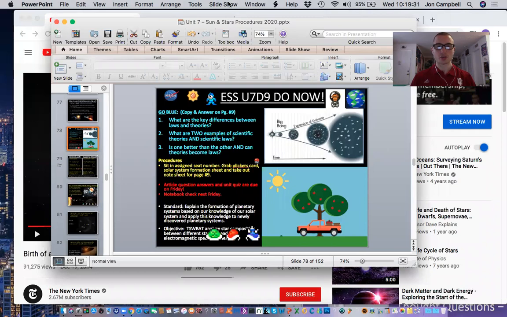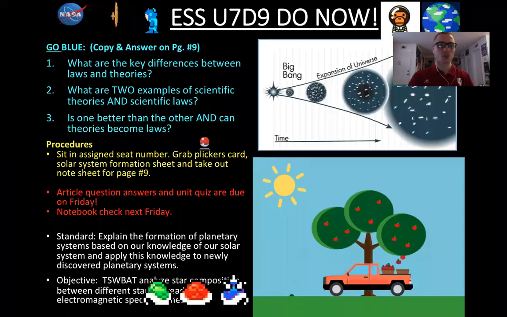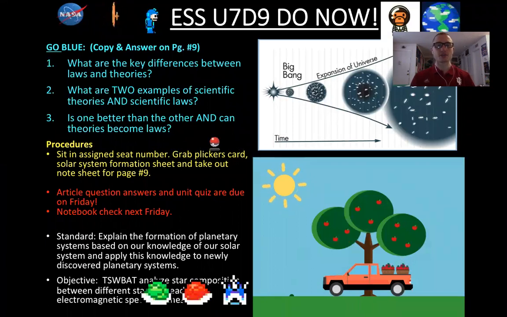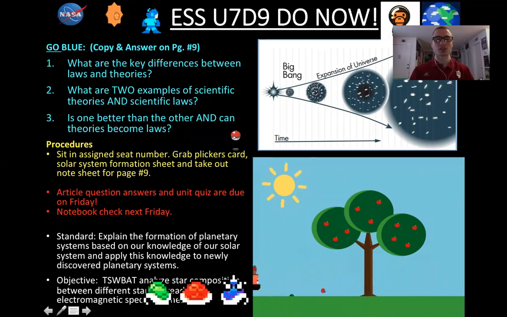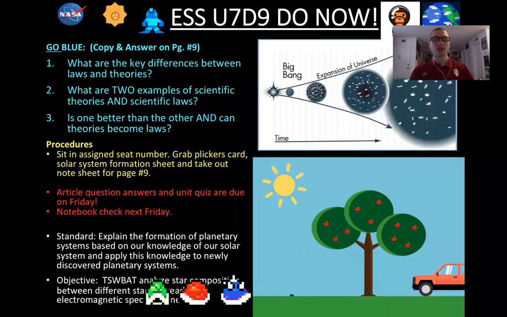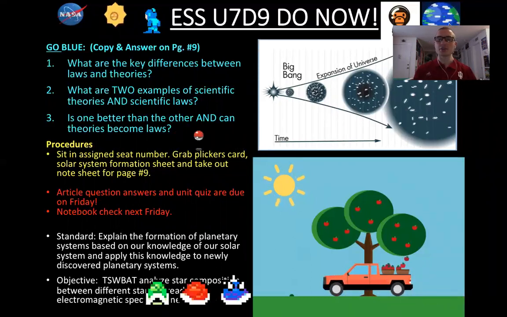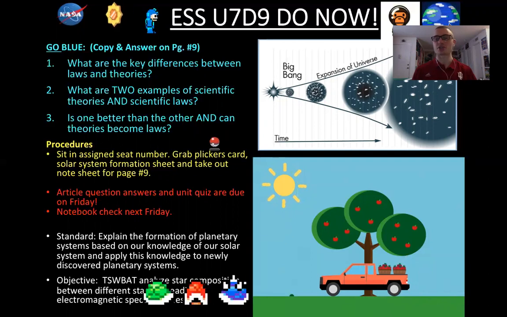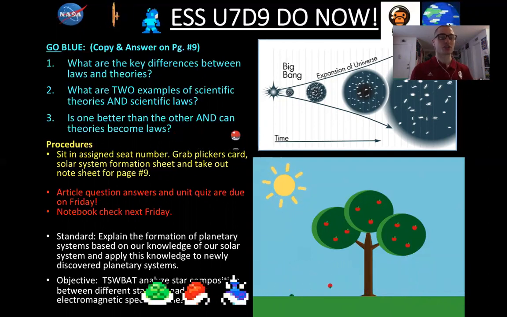Okay, so if we look here, we've got 3 quick questions. Number 1, what are the key differences between laws and theories? Number 2, what are 2 examples of scientific theories and scientific laws? And 3, is one better than the other? And can theories become laws? So really rehashing those ideas we finished up with at the beginning of yesterday's lesson.